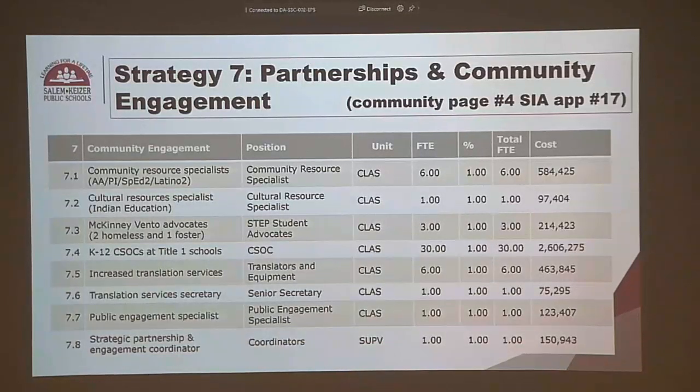We're also increasing our translation services, and that's both people and equipment. And so on the people side, we're increasing them by 6 translators. We need to up our senior secretary who coordinates all of that, getting our translators out into the field. So we're increasing that to 1 FTE. And then our public engagement specialist, which is the person who will be going out, engaging our communities and working with them in a continual feedback loop. And then finally, our strategic partnership and engagement coordinator. And this is an administrator who will start to nurture community-based organizations so we can use those contacts and bring them into our system.